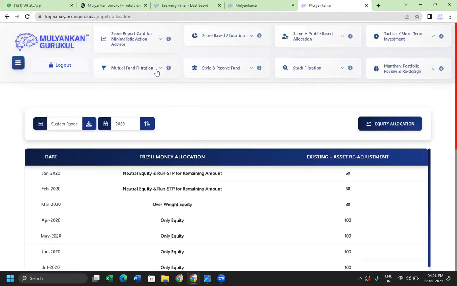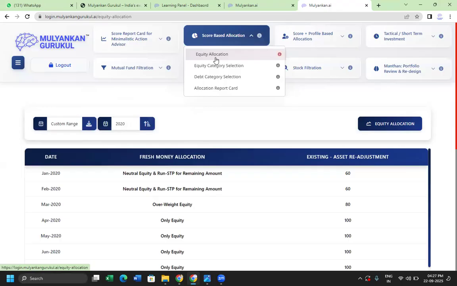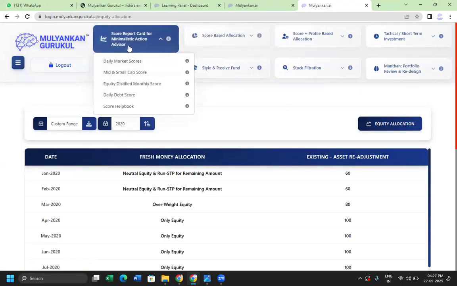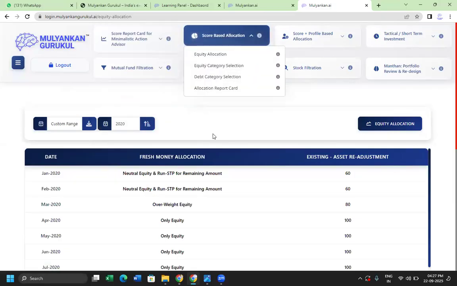So you can either look at the score or you can look at the equity allocation based on score. But I will urge you, sir, please start studying the score, because if you are able to read the diagnostic report of the score, this will give you the confidence and conviction.